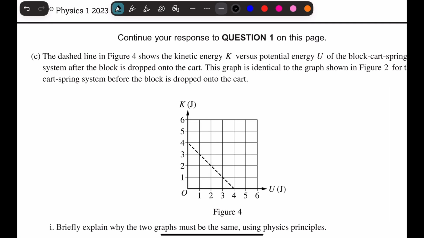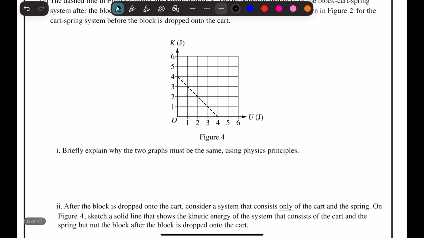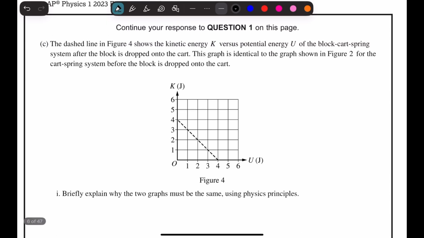Okay, the dashed line in figure 4 shows the kinetic energy K versus potential energy U of a block cart spring system after the block is dropped onto the cart. The graph is identical to the graph shown in figure 2 for the cart spring system before the block is dropped onto the cart. Briefly explain why the two graphs must be the same using physics principles. So what can we analyze from this?